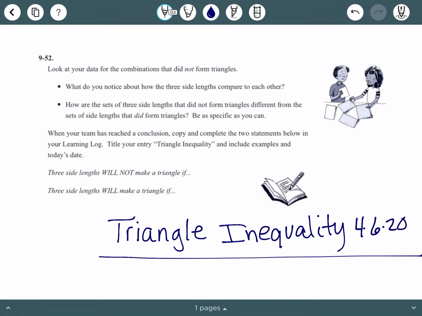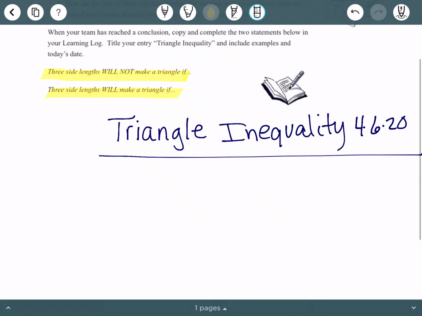All right, now we do want to make sure we're following directions. You need to copy these statements down. So you need to talk about when three side lengths will not make a triangle, and then when three side lengths will make a triangle. So again, I'm going to show you what you should have noticed. After copying and completing that table from problem 951, you should have noticed some patterns there.